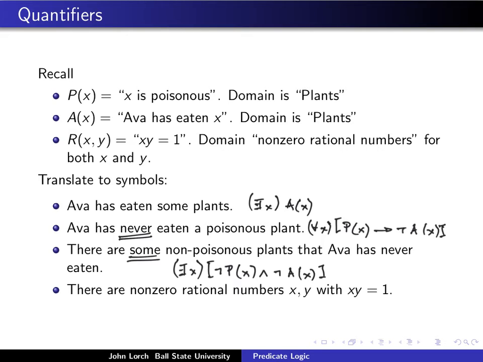And now finally, there are non-zero rational numbers, x and y, with x times y equaling 1. So here, "there are" sort of indicates an existential quantifier. So there exists an x and there exists a y within the domain of non-zero rational numbers such that x times y equals 1. So that's the corresponding statement in symbols.